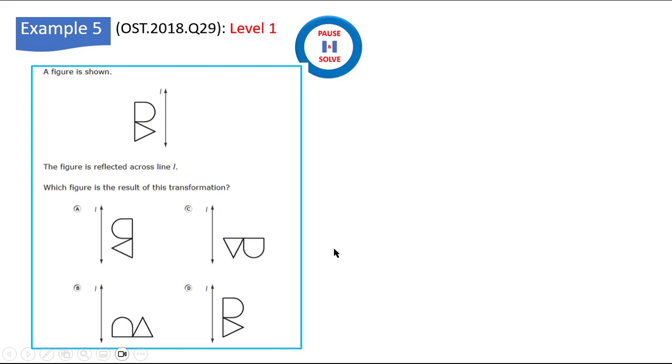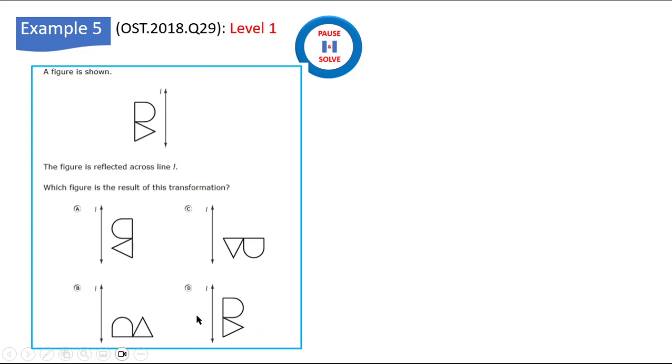Example 5. This one is really easy. A figure is shown. The figure is reflected across line L. Okay? Across this line here. Which figure is the result of this transformation? It's reflection. So some of these options are clearly wrong. This one does not work. This one is more like you're rotating it. This one doesn't work. This one doesn't work. You have options between this and this.